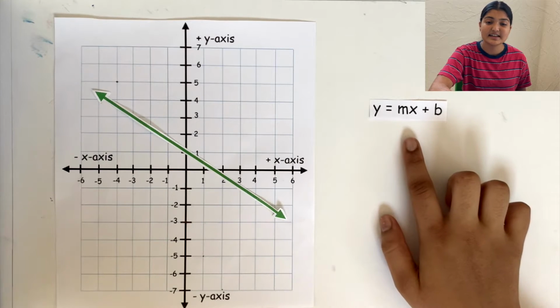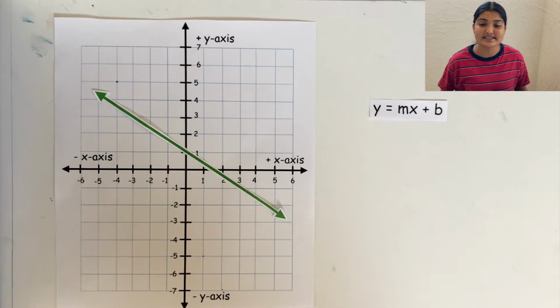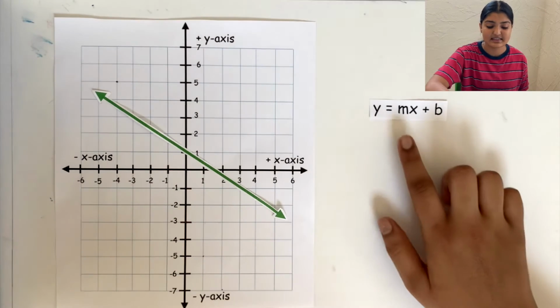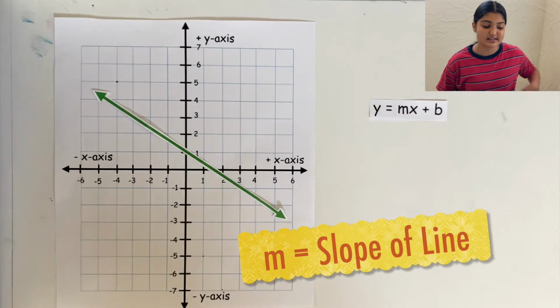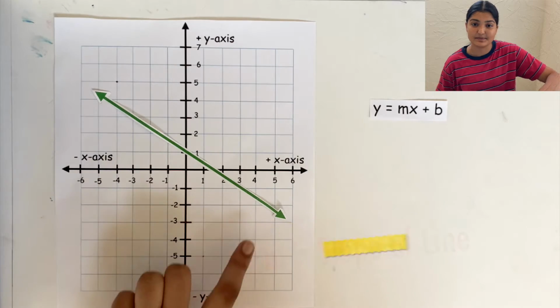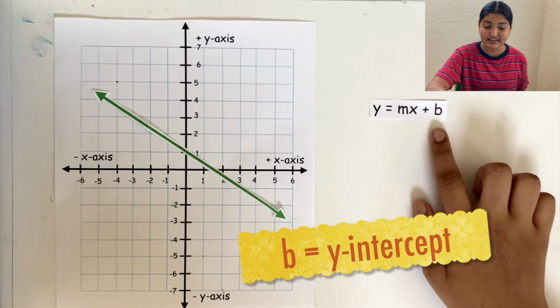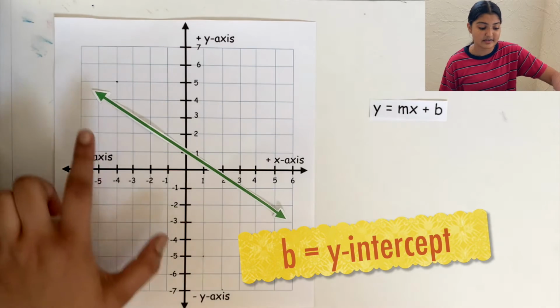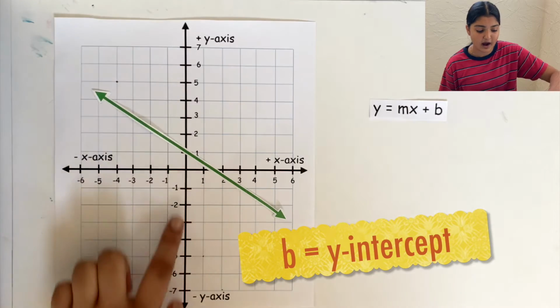But mathematicians describe it using an equation. But what does that mean? Let's take a look. This equation is one of the many ways to describe a line. Remember that m refers to the slope or the steepness of this line. B refers to the y-intercept, or where this line meets the y-axis.